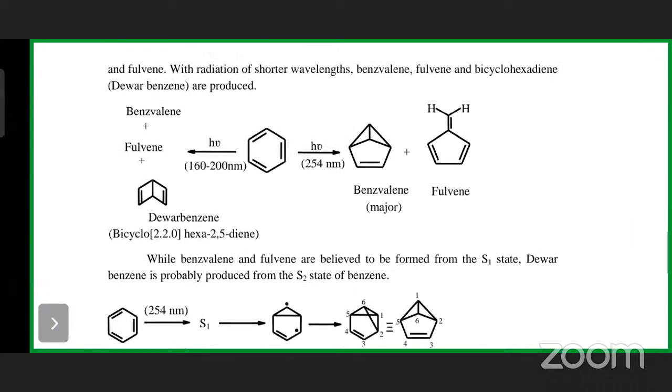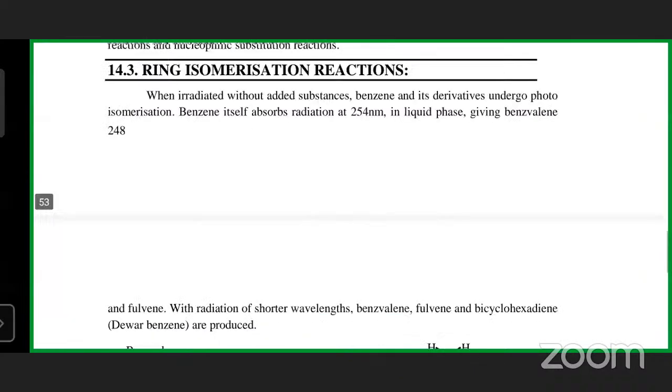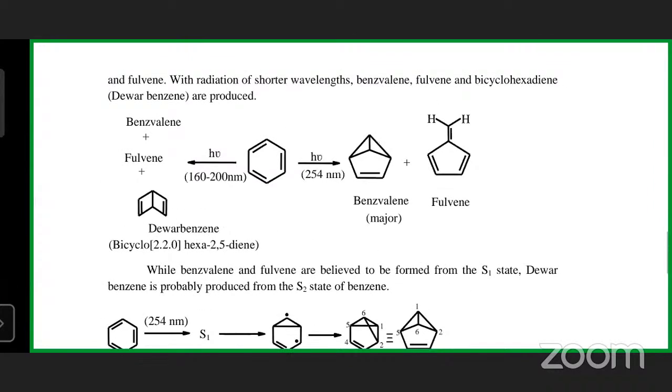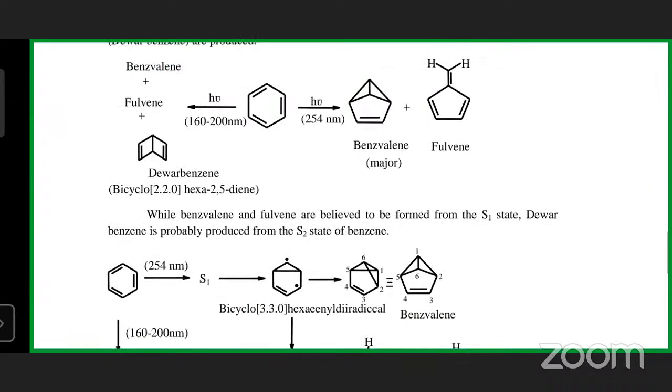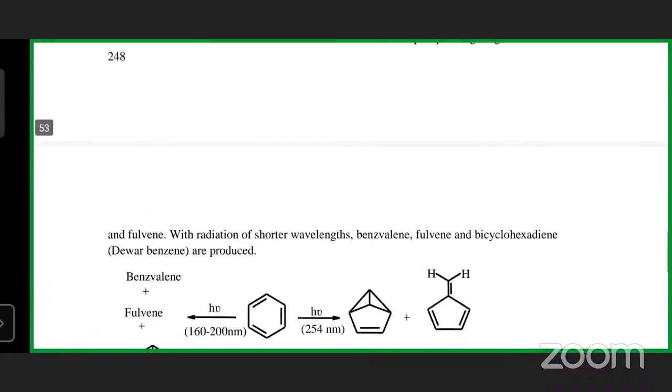it is giving these products here: valvalin, fulvin, and dewar benzene. And when it is irradiated at 254 nanometer, it is giving valvalin and fulvin here. So different products are obtained at various wavelengths.